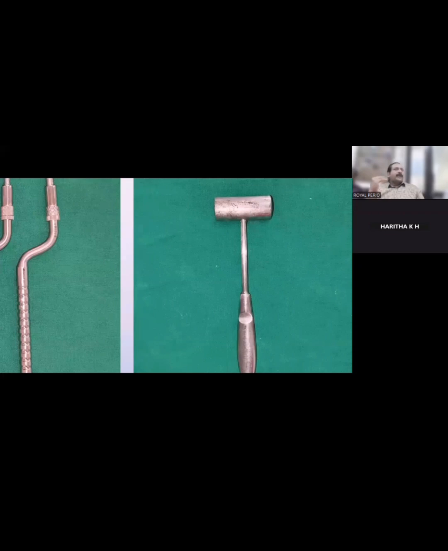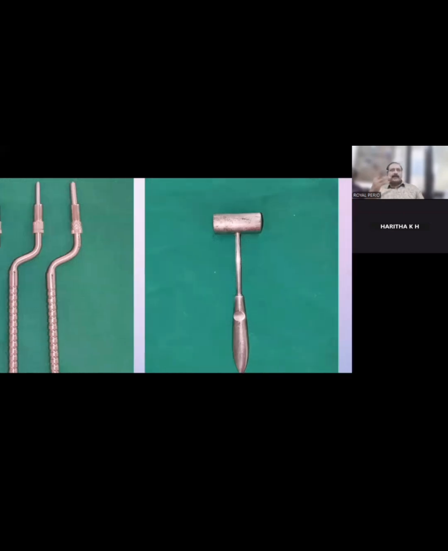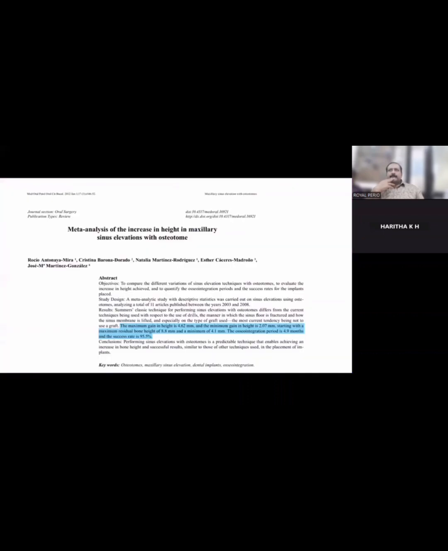So how much lift of the sinus floor is possible with osteotomes? I think you had some meta-analysis. You can go up to 4.62 millimeters, right? So since you are attempting on a molar side and the diameter is 4.25, do you want to limit it to 8 or go to 10? 10 means 8 plus 2.